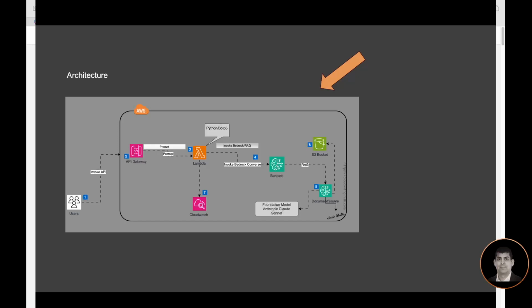The Lambda function is written in Python Boto3 and the prompt is being passed by the API Gateway. CloudWatch logging, which is an integral part of the AWS logging infrastructure, is being used here by the Lambda function to log the events per the code in the Lambda function.